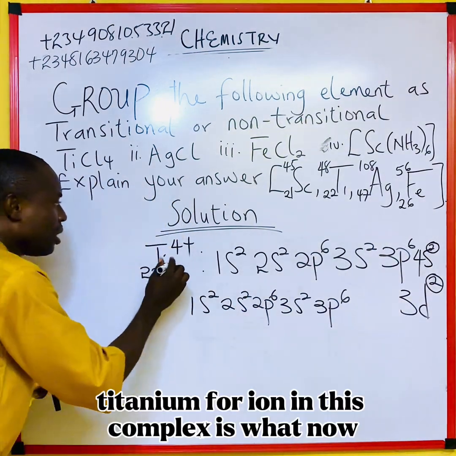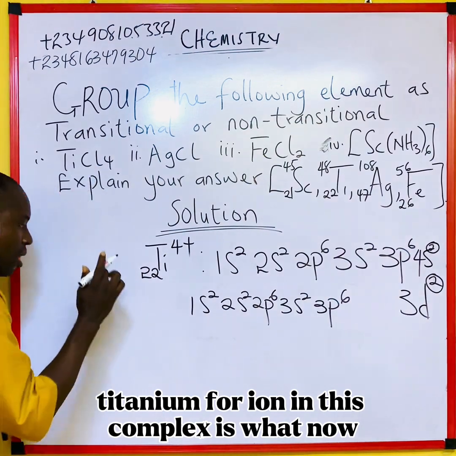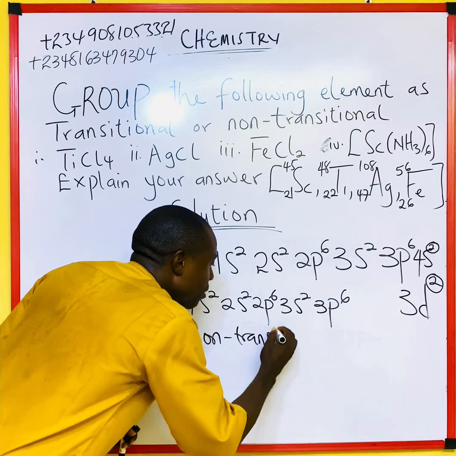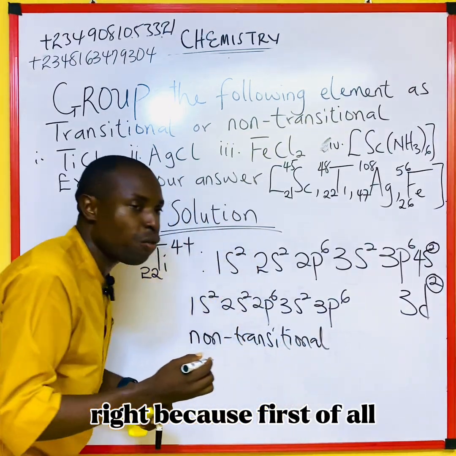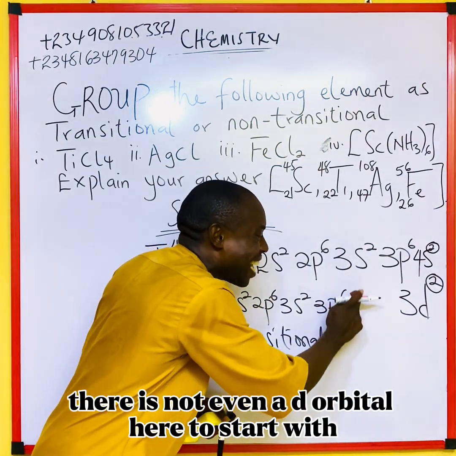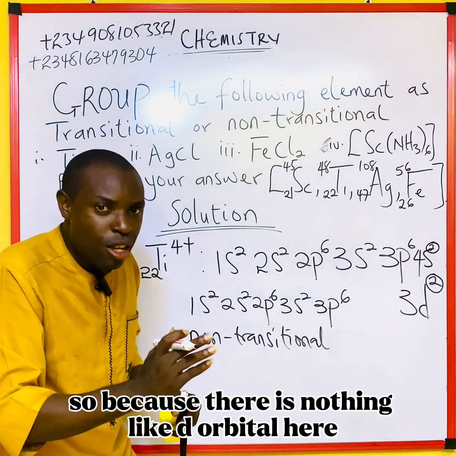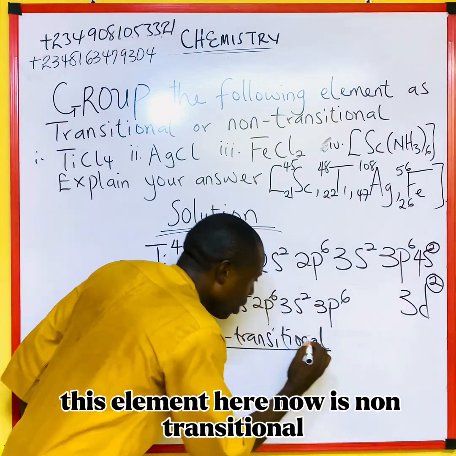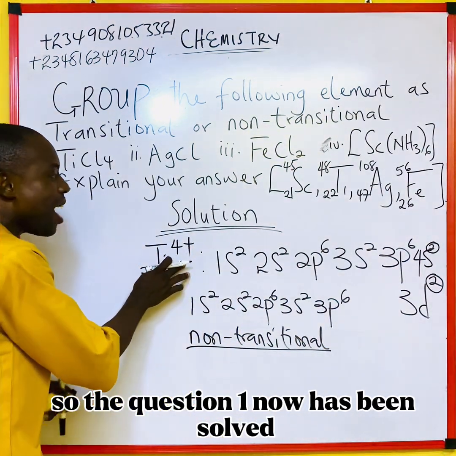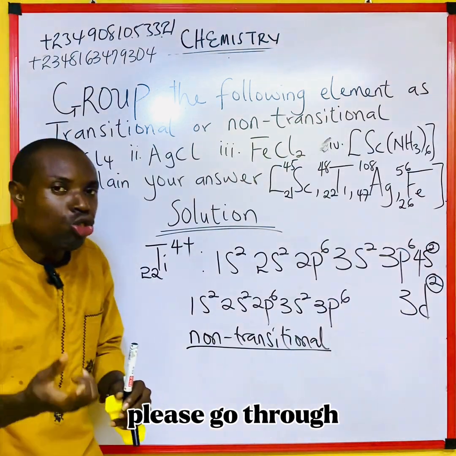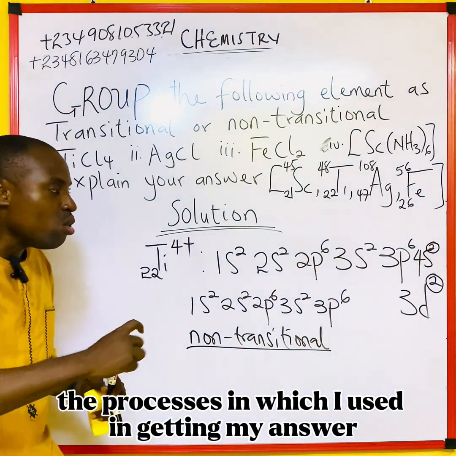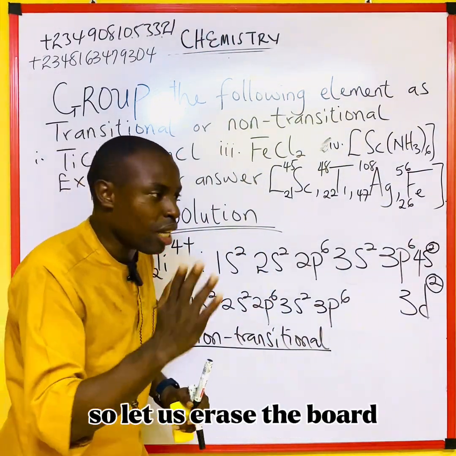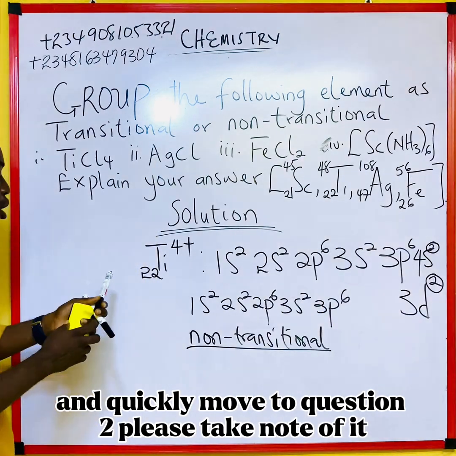Please take note. Titanium 4 ion in this complex is non-transitional. Because first of all, there is not even a d orbital here to start with. So because there is nothing like d orbital here, this element here now is non-transitional. So question 1 now has been solved. Please go through the processes I used in getting my answer. Is that understood? So let us erase the board and quickly move to question 2.